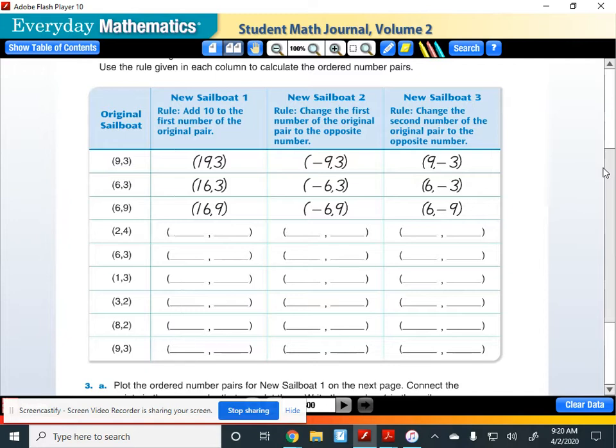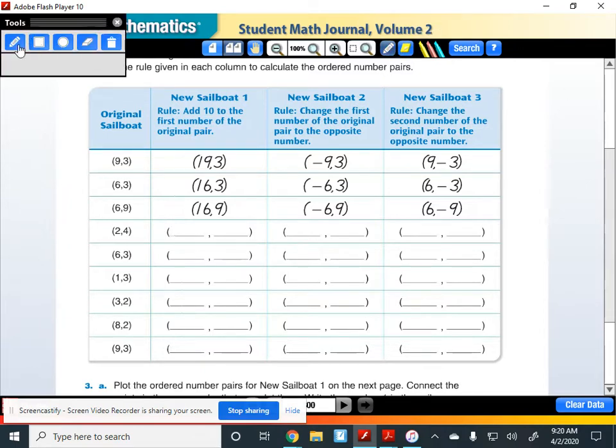So add 10 to the first number of the original pair. So we know that the first number is the x value. So we're taking the x and we are adding 10 to each of them. Pull up my drawing tools. We'll go with blue for our first one. So if we add 10 right here to our x, 10 and 2 more, 12, and our y value stays the same. X value, add 10 to that, becomes 16. Y value stays. Add 10 to the x value, gets 11.